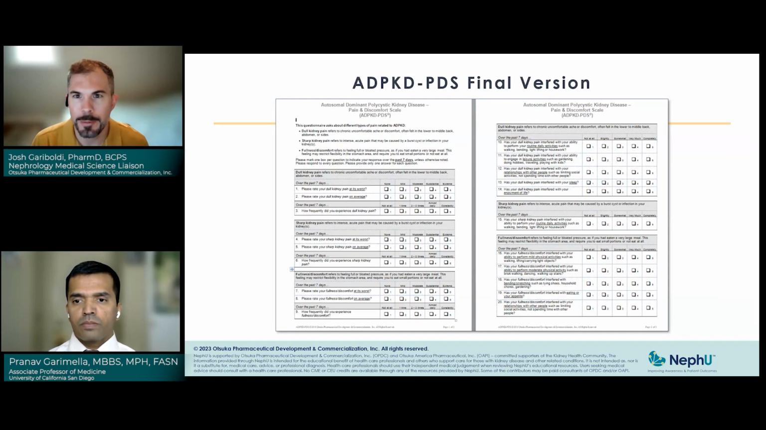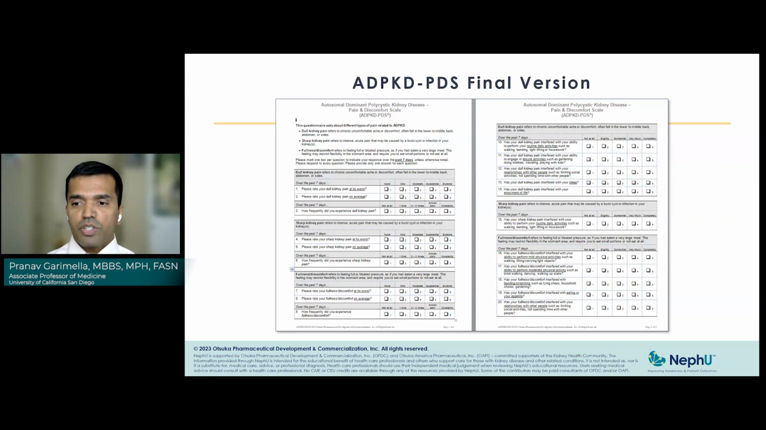Thank you, Dr. Garimella, for breaking down the types of pain that were identified in this qualitative phase, the specifics that we picked up in these focus groups, and then obviously we had the quantitative phase. And now what we're looking at is this final version of the pain and discomfort scale. Can you talk a little bit more about that?